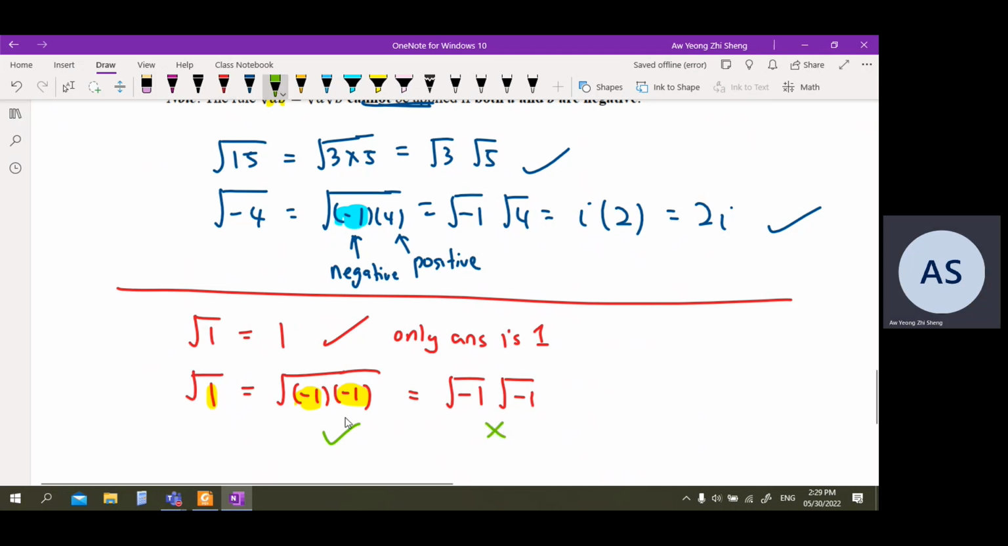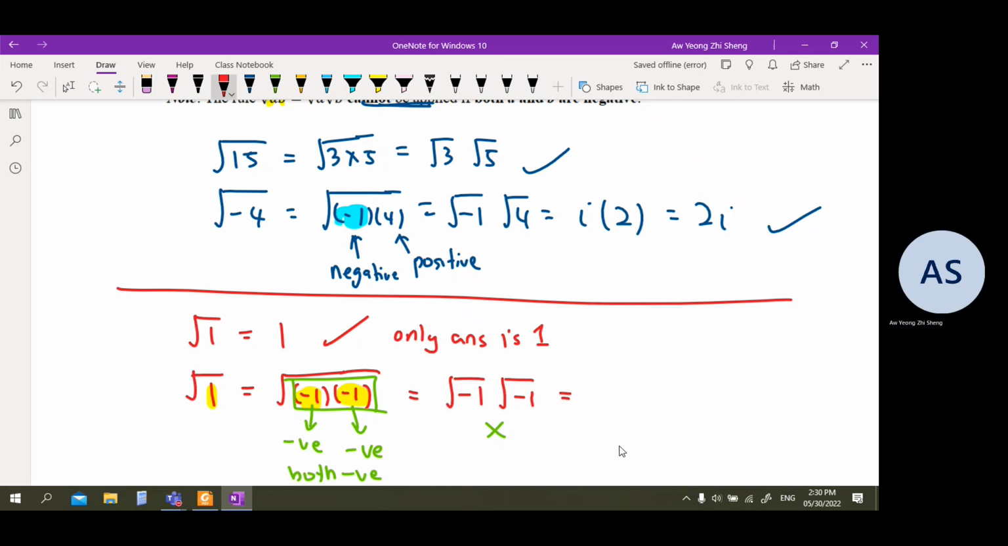This becomes wrong because in the product form minus 1 times minus 1, both the components involved in this product form are negative. Negative 1 is negative, and the other negative 1 is again negative, so we have both negative. And when both are negative, the square root cannot be distributed over the product. Just to convince you why this is wrong, I will continue my working, and you will end up getting a contradicting result.